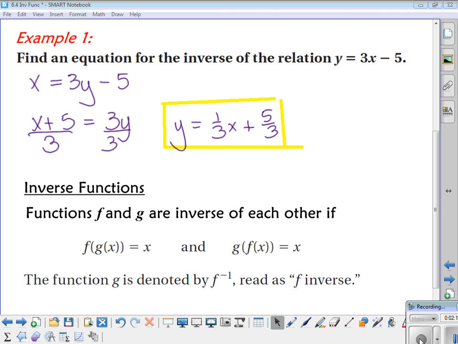All right, so if we have inverse functions, functions f and g are going to be inverse of each other if f of g of x equals x and g of f of x equals x. So basically, if I put the inverse into the original function, or vice versa, it should simplify down to just being x if they are in fact inverses of each other. And we usually write it as f to the negative 1 of x, but you would just say f inverse. Okay?